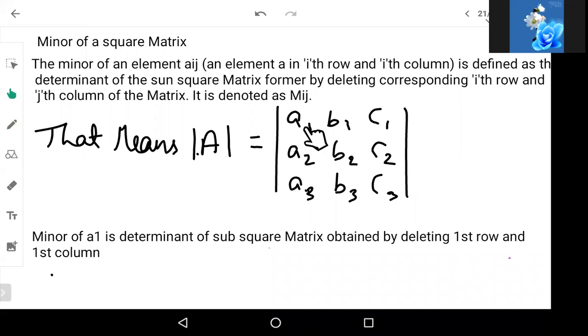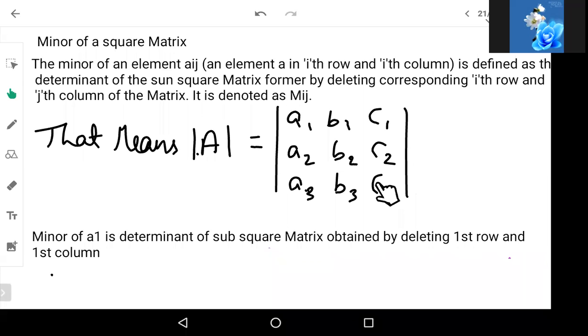How do we find the minor here? We will be deleting the first column and the first row, and whatever is remaining with us, that is B2, C2, B3 and C3, this is going to become the minor of the first element. Now similarly, if you take the second element, we are going to again delete the first row and the second column, and what else is remaining with us? A2, C2, A3, C3. Like this, we are going to calculate the minor.